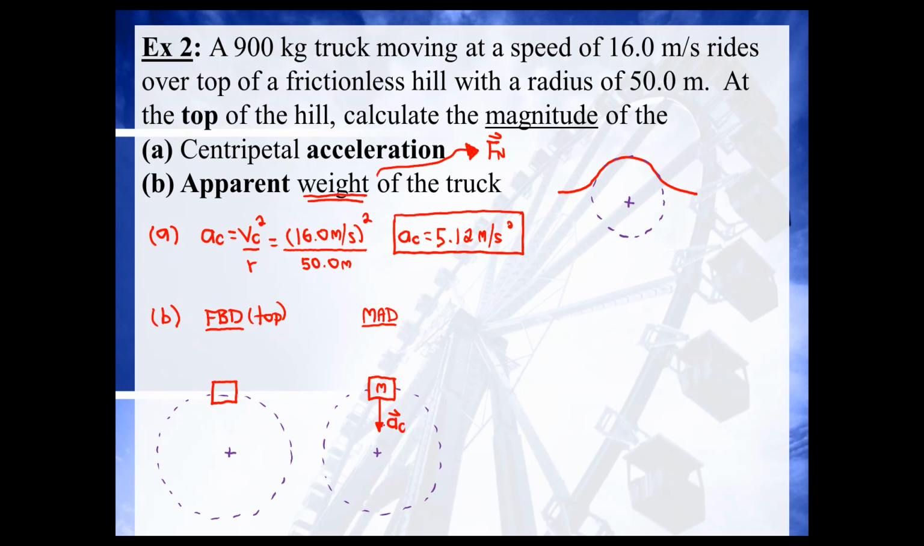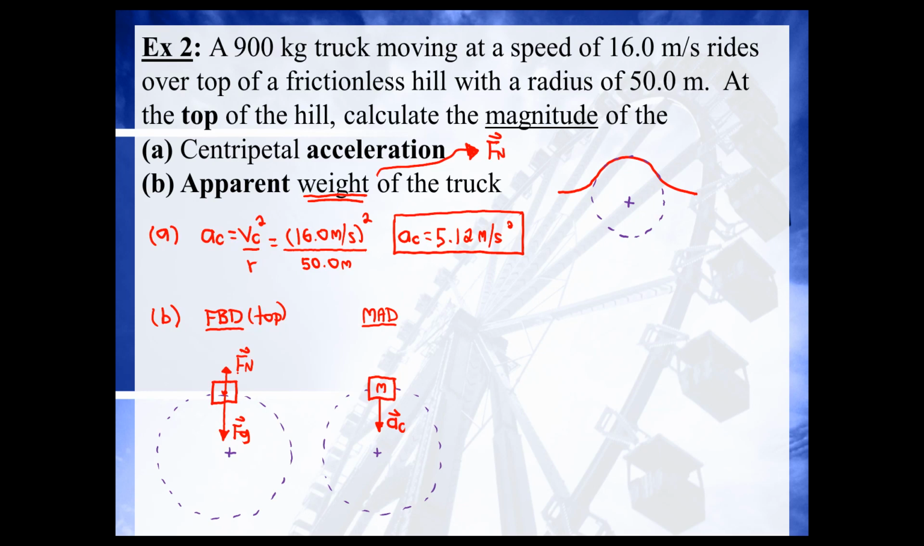Well, look at your mass acceleration diagram. If my acceleration is towards the center of the circle, it means my net force, or my net centripetal force, also must be towards the center. So my tug-of-war winner must point down, which means that the force of gravity, Fg, should be larger than the normal force.